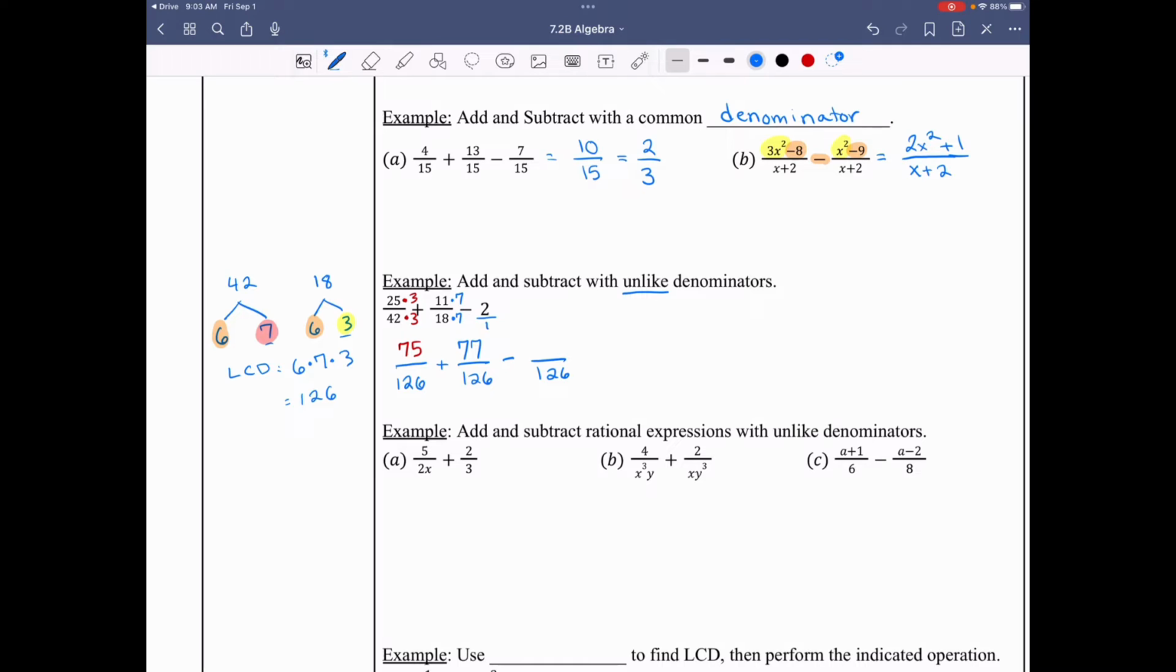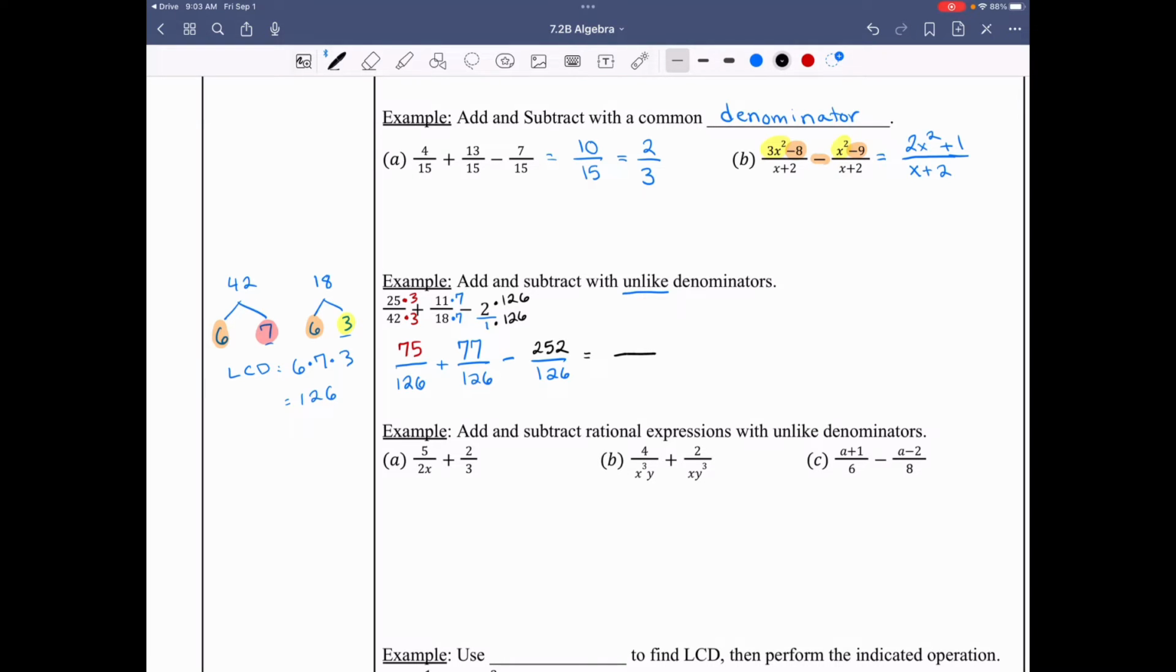And there we go. Then to get the 2, or what we do with the 2, 1 times 126 gives us 126. So we have to multiply the 2 by 126. And that will be, let me see, 252. Okay. And then I will add the 75 and the 77.